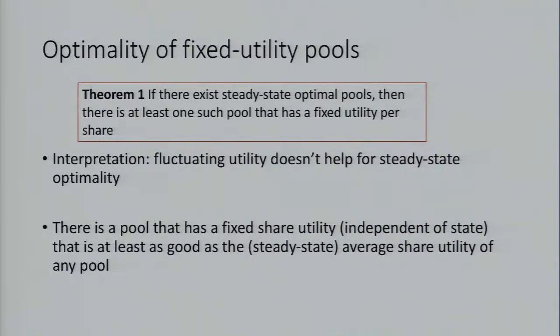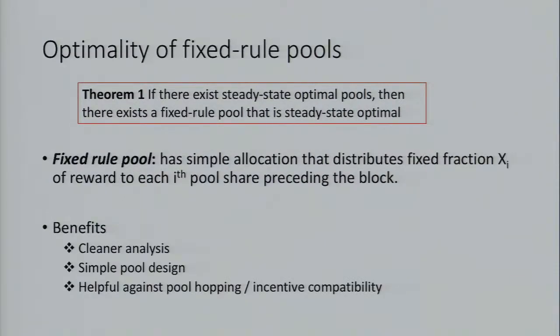So the interpretation of this theorem is that having a pool that has fluctuating utility doesn't help if what you're interested in is optimizing steady state optimality. But actually this theorem we prove is a bit stronger than this. It says that this optimal steady state pool, for any concave utility function, is actually a fixed rule pool. And what does that mean? It means that it has a simple allocation that, when a block is won, distributes a fixed fraction of that reward to all the shares preceding the block.